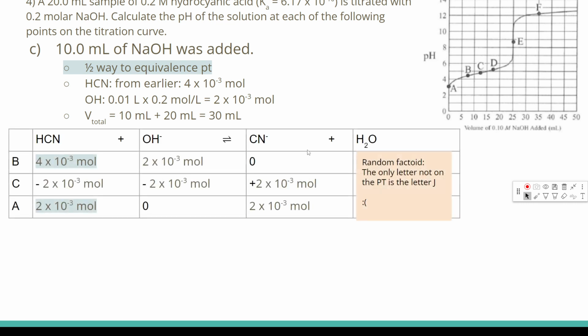And here is my BCA table again. I decided to do it in moles. And so here is my strong base, and then it's 0. And then here is my calculations of just neutralizing hydroxide. So cool.